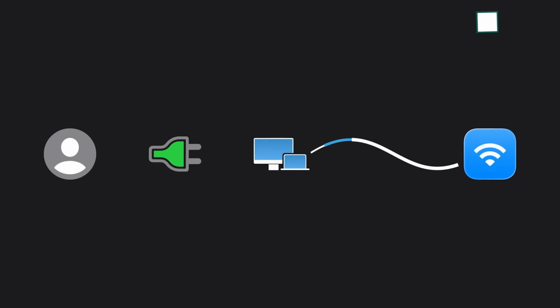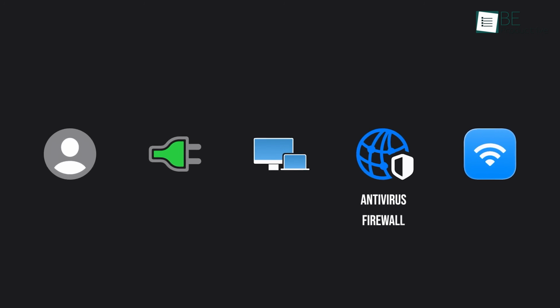Connect both of them to the same Wi-Fi network. That part matters because Migration Assistant uses the local network to detect and connect to the devices. If you have antivirus software, a firewall, or a VPN running on either Mac, turn those off temporarily. Those tools can block the connection between the two machines.